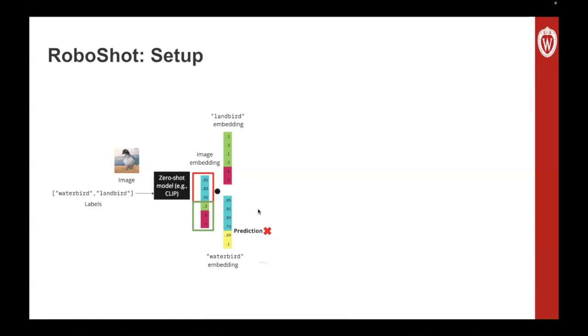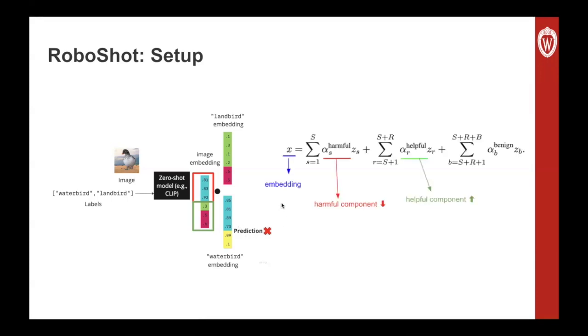So if there were only a way to tell CLIP to not look at the water features, just look at the bird features, then we're good to go. So to start, we make this simple theoretical model. Basically, we model a CLIP embedding as a mixture of a harmful component, a helpful component, and a benign component. In our simple waterbirds case, the harmful component is the background, and the helpful one is the actual image feature. And I just want to clarify here that in the real case, we only see this X.